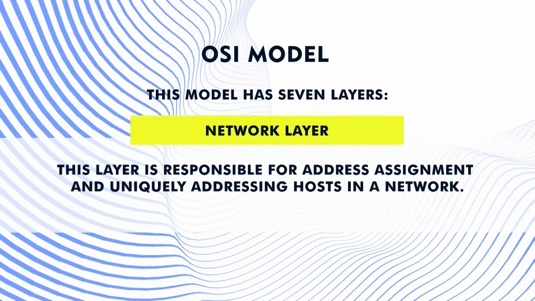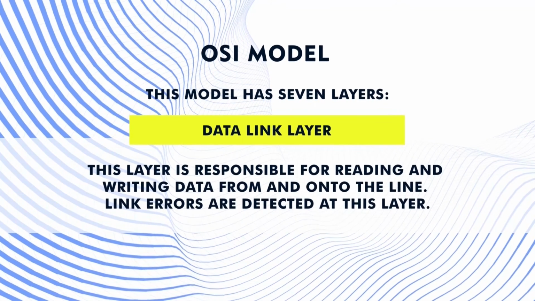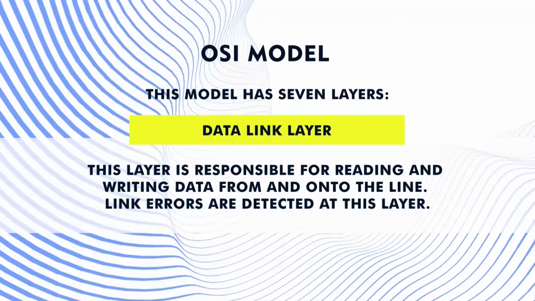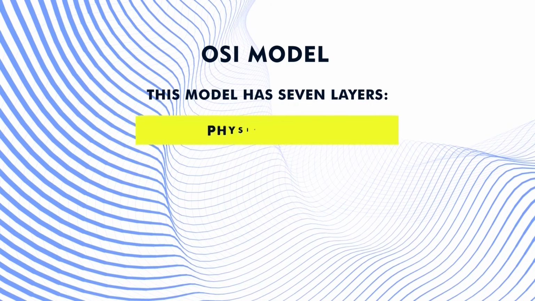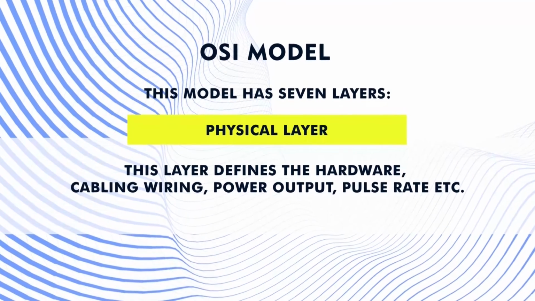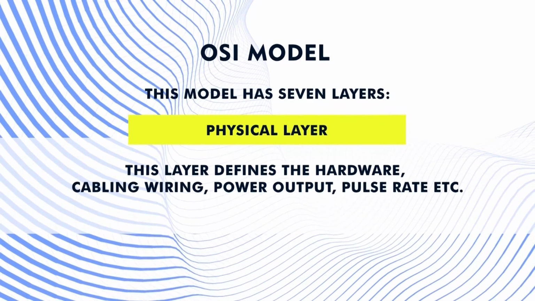The next layer is the data link layer. This layer is responsible for reading and writing data from and onto the line. Link errors are detected at this layer. The lowermost layer is the physical layer. This layer defines the hardware, cabling, wiring, power output, pulse rate, etc. This layer is completely dealing with the physical devices and other components.